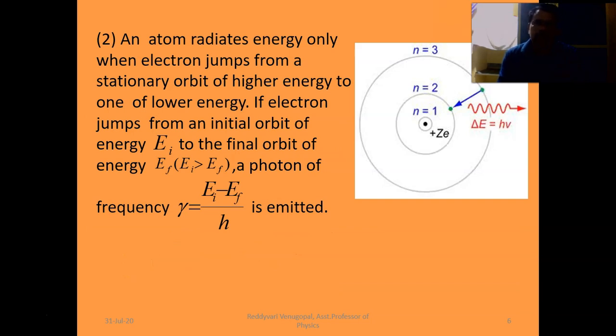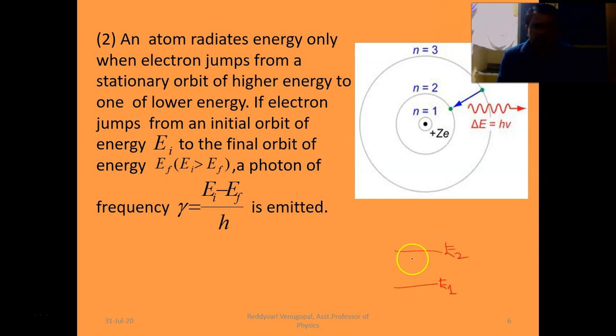Next, coming to the second one: an atom radiates energy only when an electron jumps from a stationary orbit of higher energy to one of lower energy. If the electron jumps from an initial orbit of energy Ei to the final orbit of energy EF, a photon of frequency nu, that is equal to Ei minus EF divided by h, is emitted. So in general, we can represent energy levels like this. Let us say this is energy level E1, this is energy level E2.